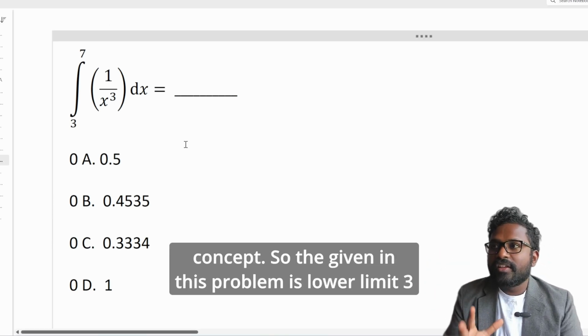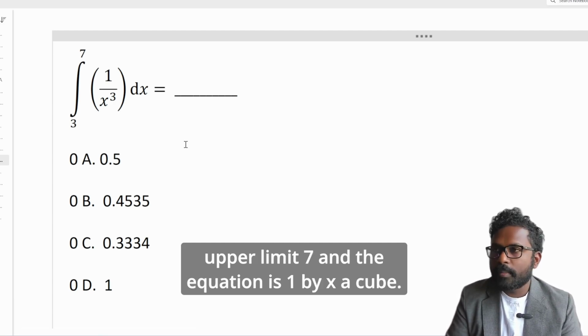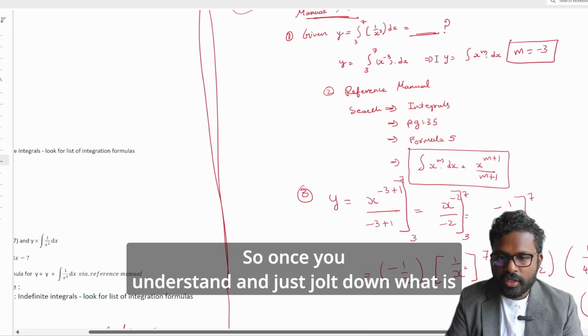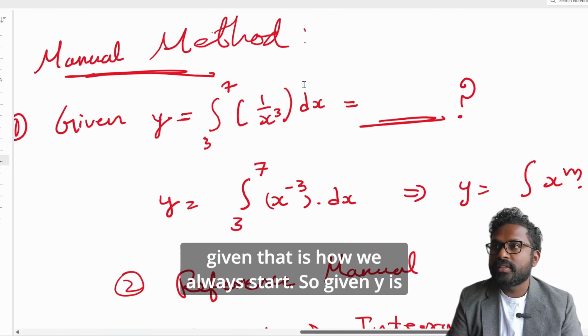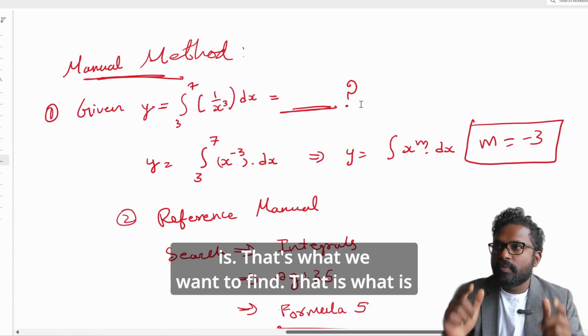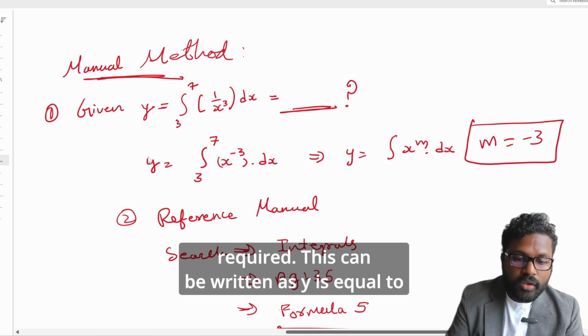So the given in this problem is lower limit 3, upper limit 7, and the equation is 1 by x cube. Once you understand and jot down what is given, that is how we always start. So given y is equal to the integral from 3 to 7 of 1 by x cube dx. That is equal to question mark. We don't know what it is. That's what we want to find. That is what is required.